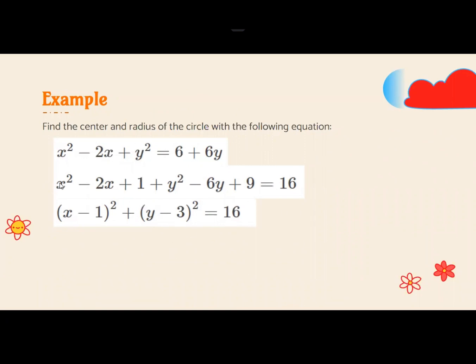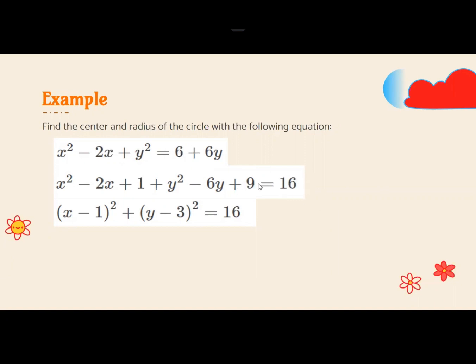From step 2 to step 3, I didn't do anything except make this a square. If you expanded x minus 1 squared, you would get x squared minus 2x plus 1. And if you expanded y minus 3 squared, you get y squared minus 6y plus 9. And that's why they are the same. But you might be wondering why it went from 6 to 16. Because I moved all the variables to this side, then I added a 1 and a 9, therefore I added 10 to this side, and I'll add 10 to the other side. So 6 plus 10 is 16. Therefore, you have 16 over here.